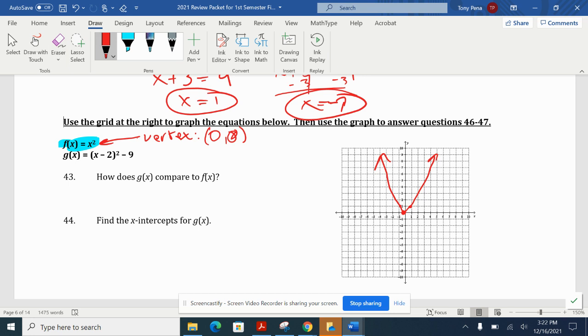It has a positive 1 in front of this. So that means that it opens upwards. That's what that graph largely would look like. Then if we go to this one, think about what your vertex would be. That has a vertex of 2, negative 9. So if I plotted that point, here's 2, go down to negative 9.